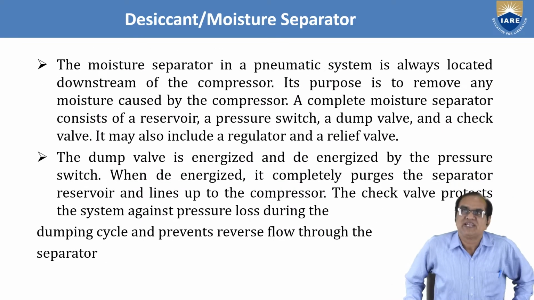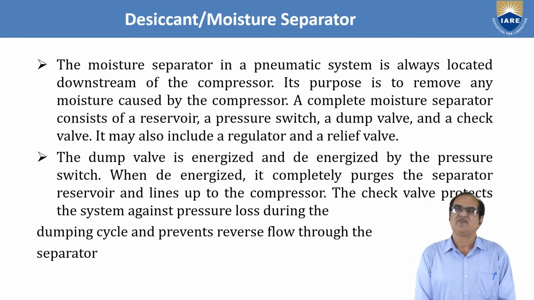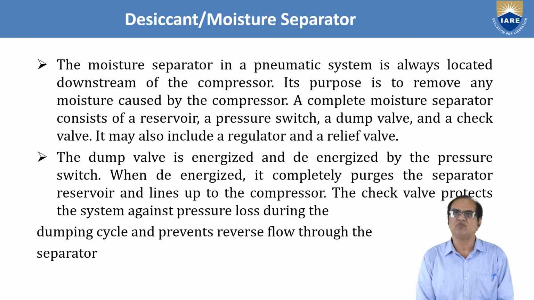Next part is the desiccant or moisture separator. Another component is called the moisture separator. The moisture separator in a pneumatic system is always located downstream of the compressor. It means after the compressor, these moisture separators are there. Its purpose is to remove any moisture caused by the compressor.